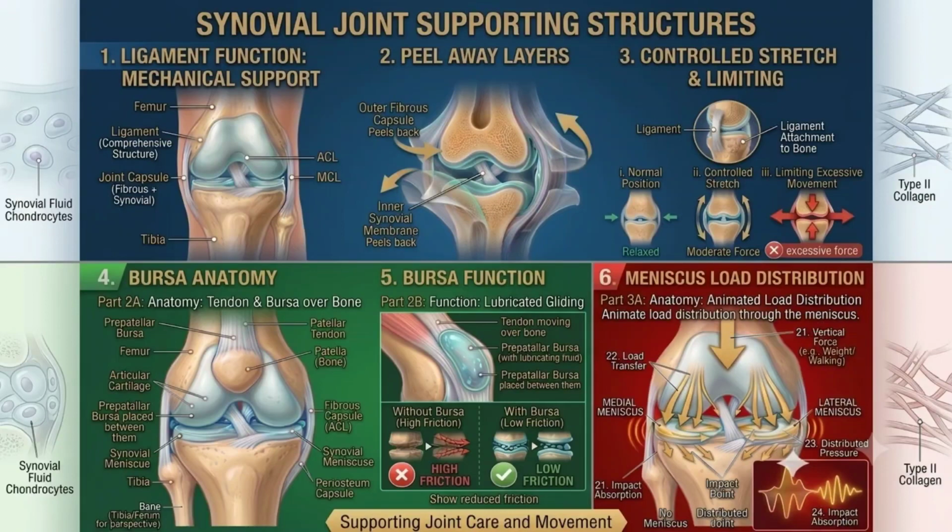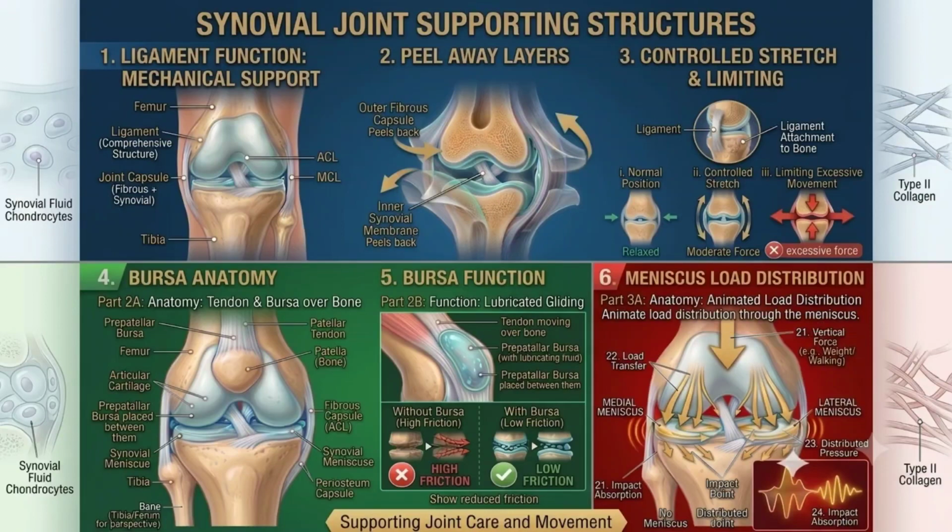A bursa is a small fluid-filled sac that helps reduce friction between moving tissues. Bursae may be located between bone and tendon, between muscle and bone, or between other structures that move relative to one another. When a bursa becomes irritated or inflamed, movement may become painful and restricted.